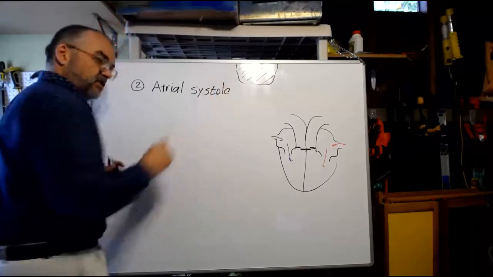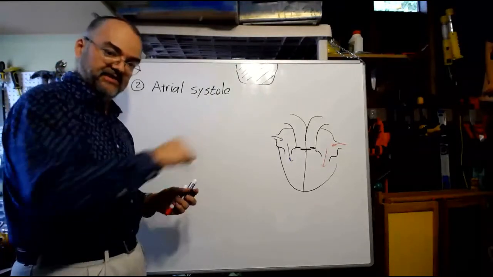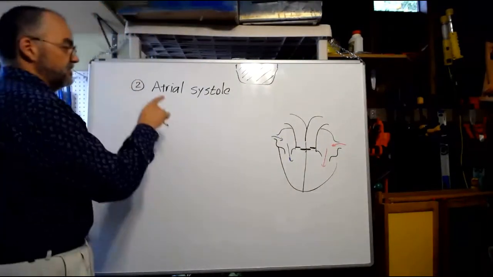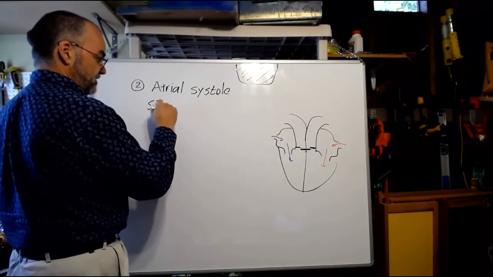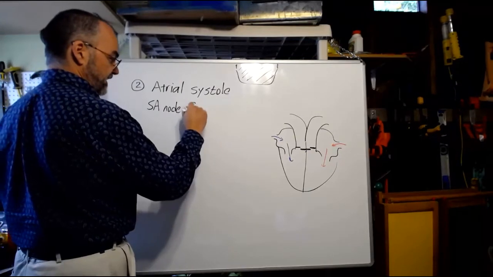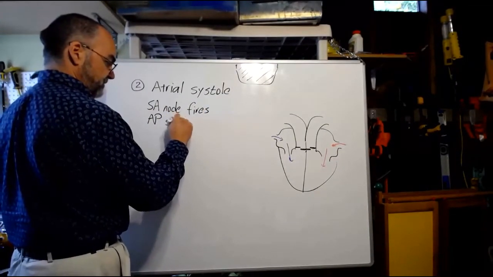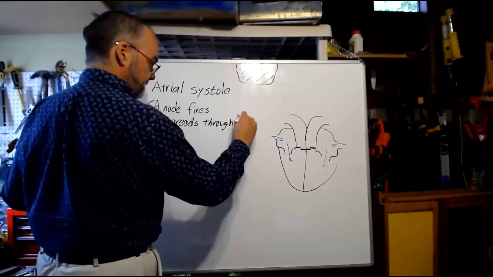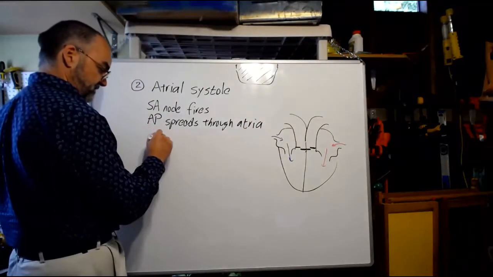If I were taking notes on this, I would write each of these side by side as a sequence of phases, kind of like we did with the contractile cycle. Now, in atrial systole, this starts with the SA node fires, an action potential spreads through the atria, which causes the atria to contract.